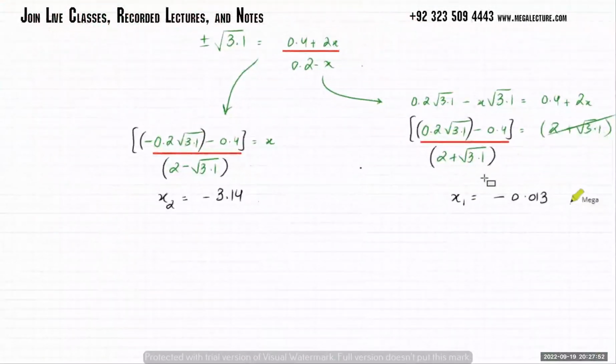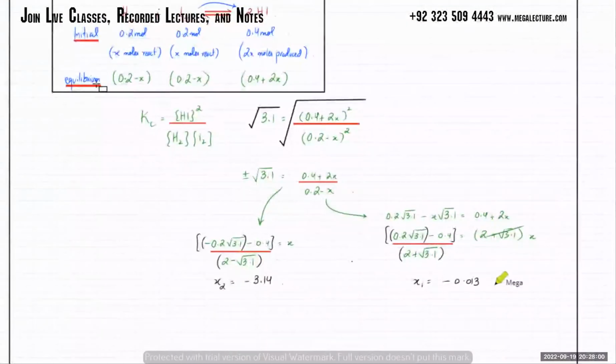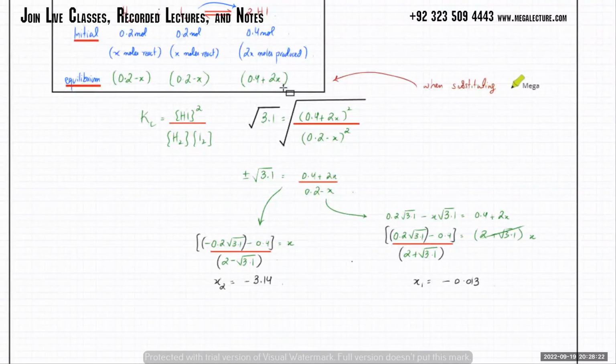Remember, the value of x could be any value. It can be positive, it could be negative. You're going to reject the value based on the equilibrium moles. The equilibrium moles cannot be negative. I'm going to write it over here: your equilibrium moles can simply not be negative. So when you substitute x, remember that equilibrium moles can never be negative.